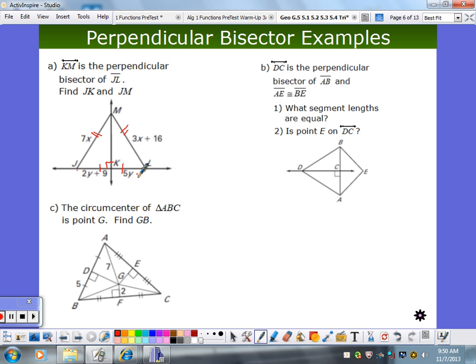I want to find X and Y so I can find JK and JM. Because I use the theorem. Here's my segment. Here's my perpendicular bisector. Any point on this perpendicular bisector is equidistant, the same distance from the endpoints. And being the same distance means it's congruent. They have the same length. That's why I interpret that theorem. Would you do 7x equals 3x plus 16? I can totally do that.